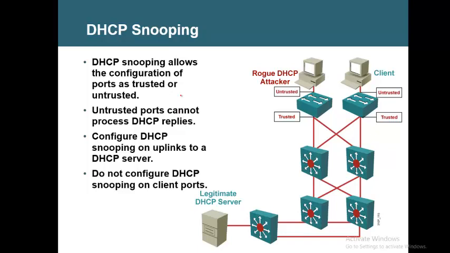DHCP snooping allows the configuration of the port as trusted or untrusted. Untrusted ports cannot process DHCP replies. What is a DHCP reply? Offer and acknowledgement are the replies. The request is going from the client as a discover and request.